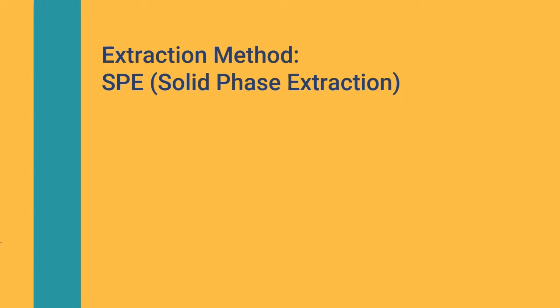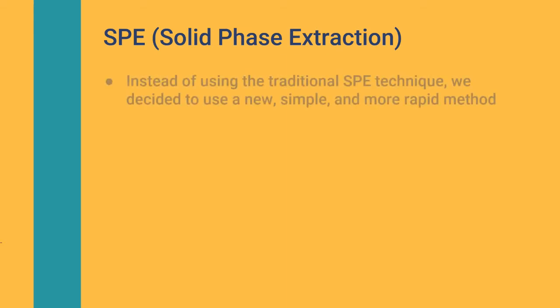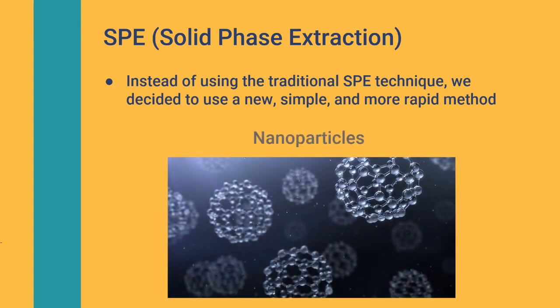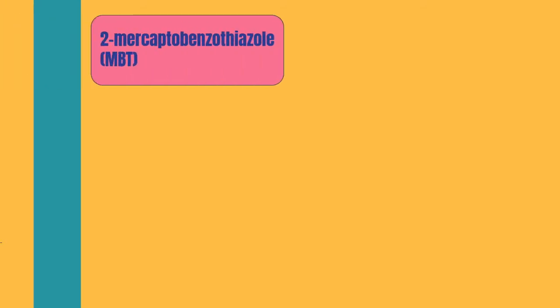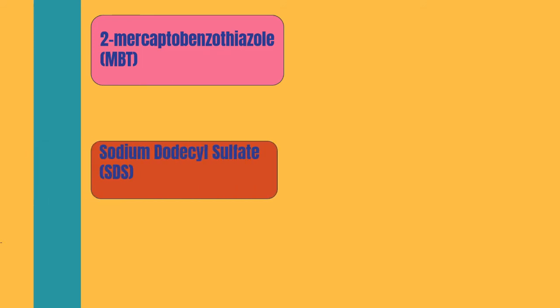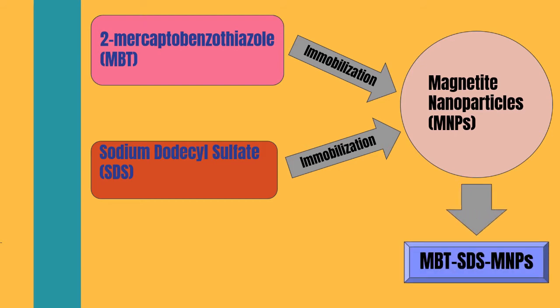The extraction method we are using to extract the cadmium from the sample solutions is the solid phase extraction technique. But instead of using the traditional SPE technique, we decided to use a new, simple, and more rapid method, which is using nanoparticles. Precisely, this is done by immobilizing 2-mercaptobenzothiazole, MBT, and sodium dodecyl sulfate, SDS, on magnetite nanoparticles. This forms an adsorbent that is called MBT SDS magnetite nanoparticles.